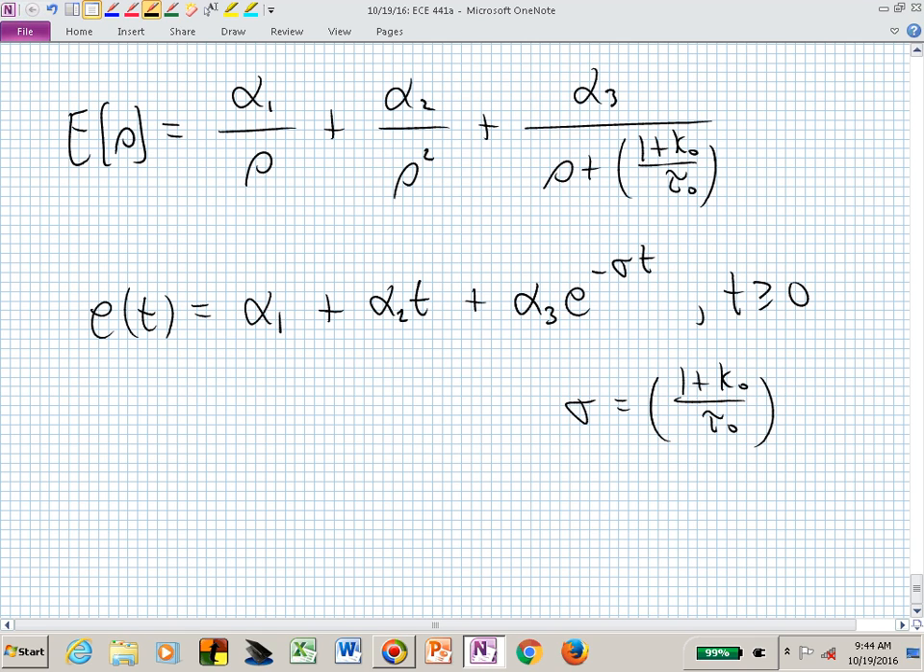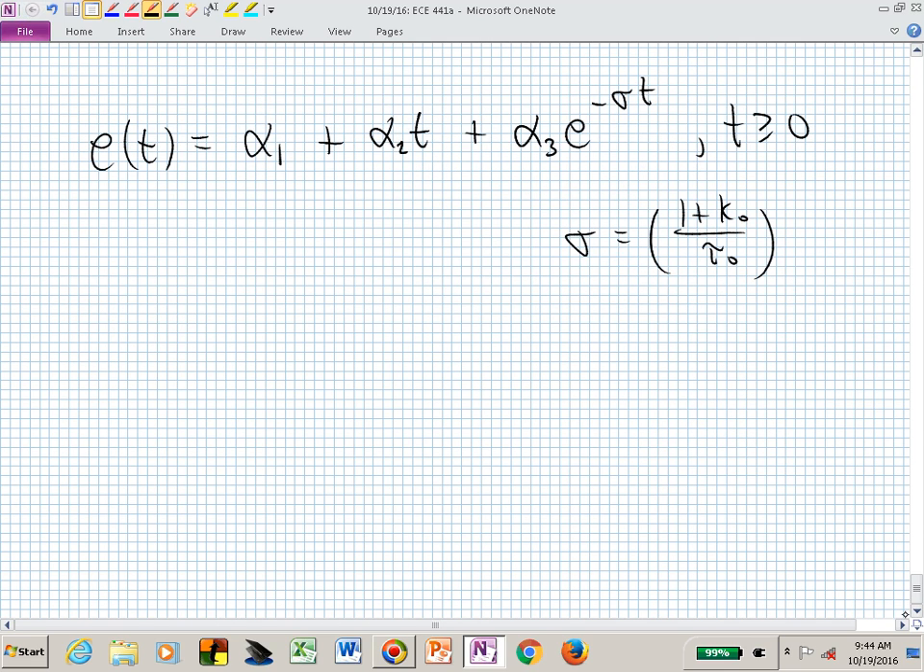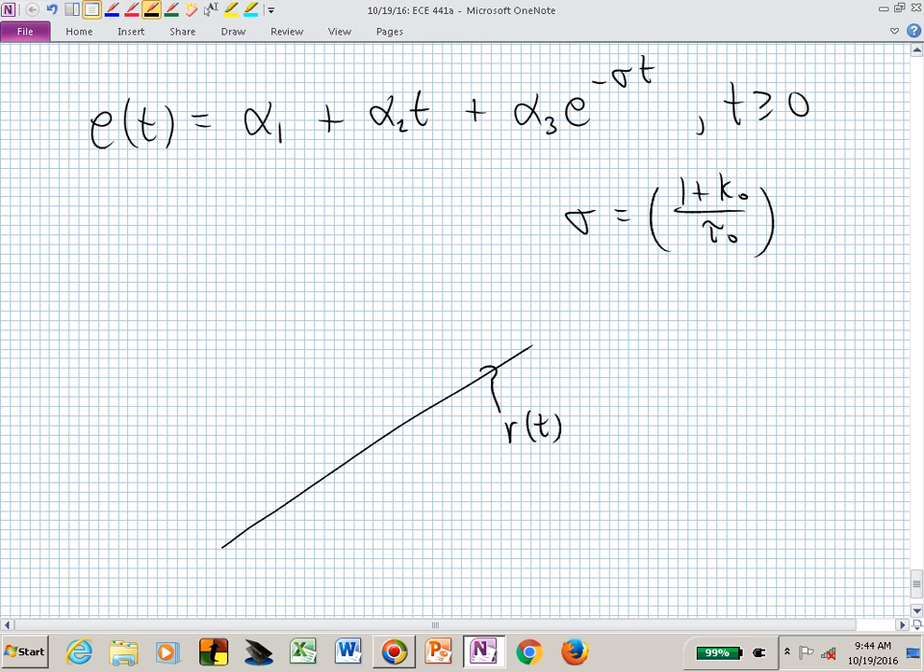But now what does that mean for my error signal? What's the error signal doing, if this is my reference, which was a ramp? What's the error doing as a function of time? What's the middle term doing? The third term, what's it doing? It's going to 0, so we can forget that one. If that's all we had, then our error would be 0 and we would be tracking that ramp.